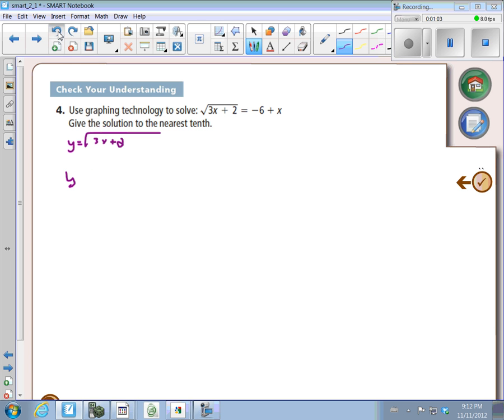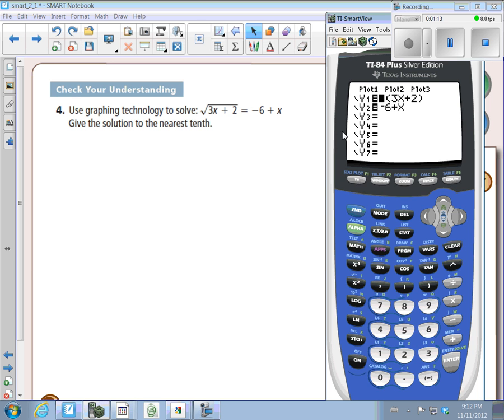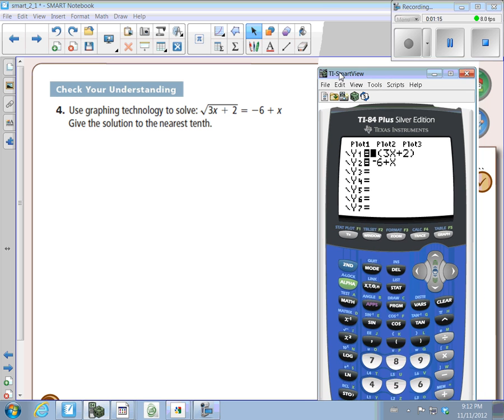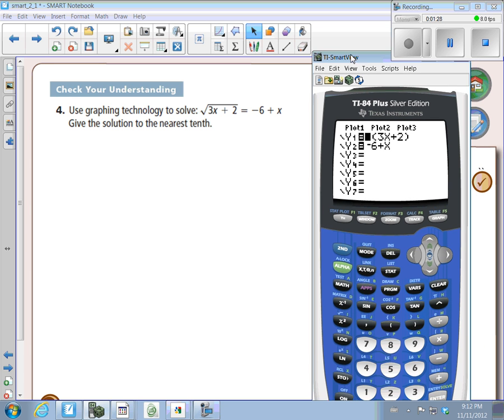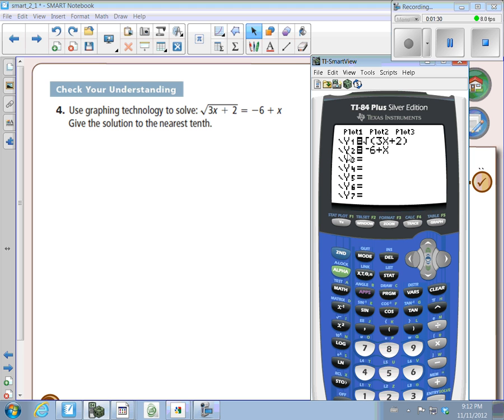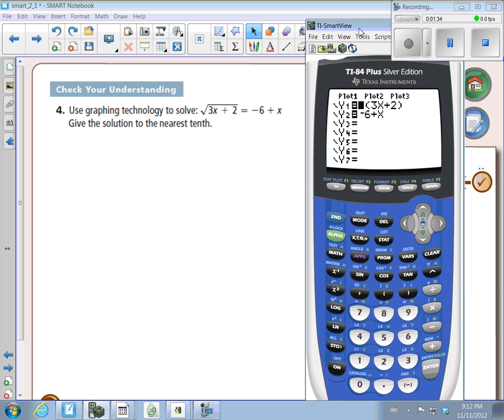Okay, so I'll clear the screen here, and let's get out our graphing calculator. You'll want to enter the first function into the y1 menu. Remember, we want the square root of the result of 3x plus 2. And the second one is the linear function, negative 6 plus x. So go ahead and enter that into y1, y2, and we will solve that system graphically.